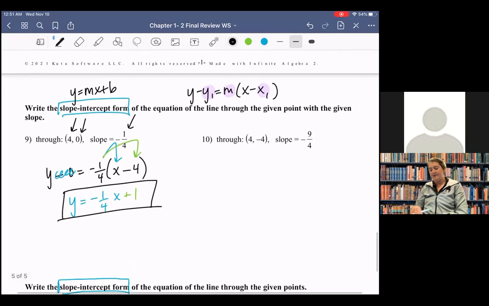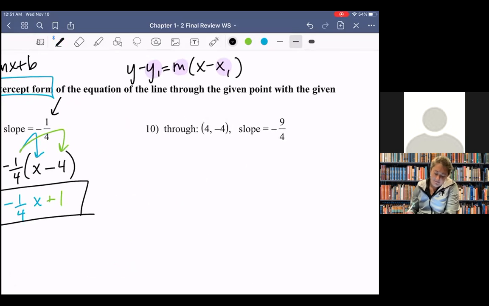Let's double check and see how much we have left. All right. Number 10. We go through the point 4, -4, and have a slope of -9/4. So I'm going to have y minus my y number, which is -4. So y minus -4. Some of you might recognize that y minus -4 is just y plus 4, actually. Equals my slope, which is -9/4, in parentheses, x minus my x number, which is 4.